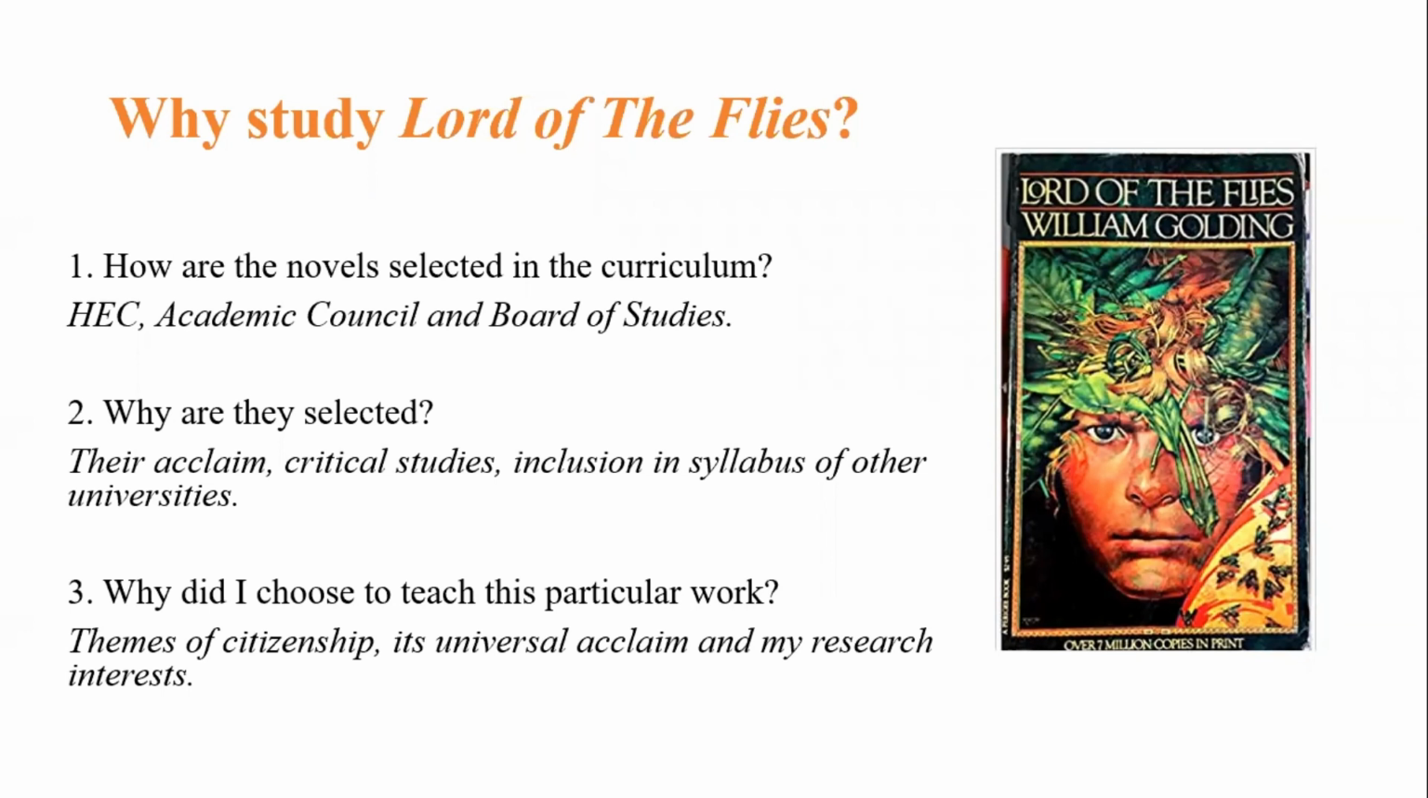After passing through the board of studies, we have a list of 12 novels, 6 in each semester, that we teachers can choose from. So we just have very limited choice. Why are they selected? They're selected for their acclaim, their critical studies, and inclusion in the syllabus of other universities. So we look at what is included in other universities as well, because then when you appear in general exams, you should be able to have the same syllabus as others.